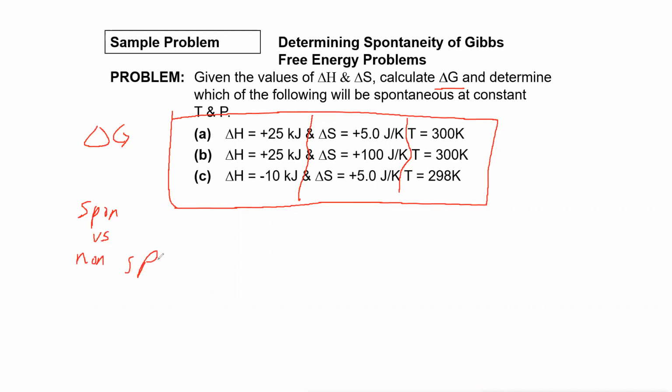Professor, just a quick question. What's the units for delta G? Usually it's kilojoules per mole. Okay, right, thank you.